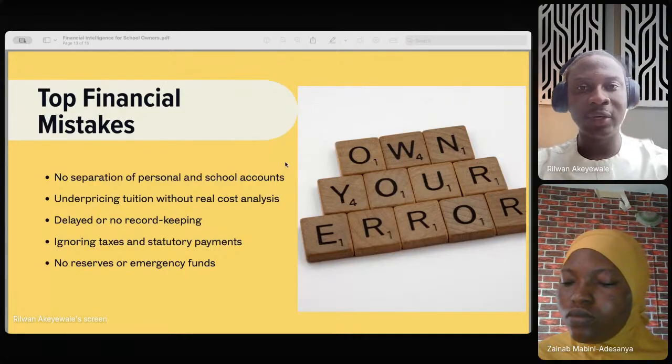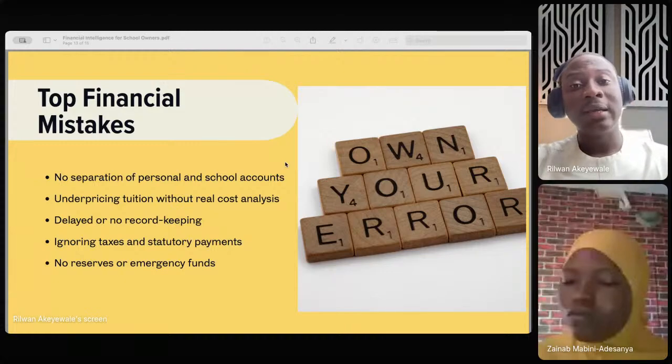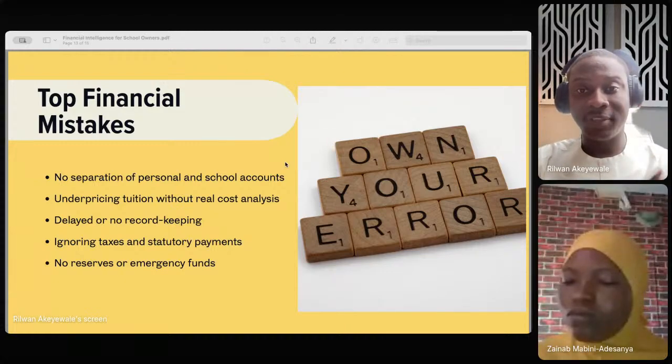So the question is, okay, I'm the school owner. I will now be surviving if I'm not spending. Nobody's saying you should not spend from the school account, but add yourself as one of the staff of the school. You're the founder, you're the proprietor, you're the headmaster, headmistress. Add yourself as one of the staff.